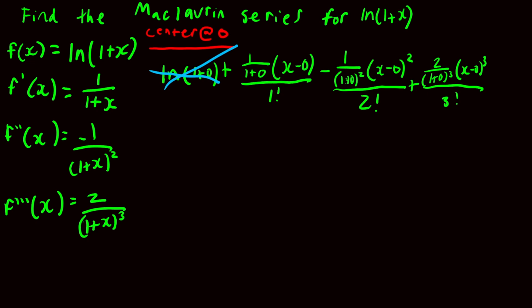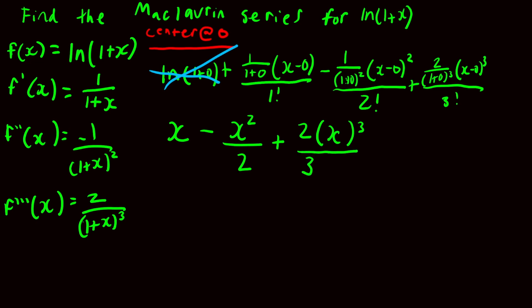So now 1 over 1 plus 0 is 1, so this becomes x minus 0 is x over 1 factorial, which is 1, minus 1 over 1 plus 0 squared is 1 over 1 squared, which is 1, so minus 1 times x squared over 2 factorial, which is 2. Plus, again, 2 over 1 plus 0 cubed, that's 1 cubed, so 2 over 1 cubed is 2, plus 2. x minus 0 is just x cubed over 3 factorial.